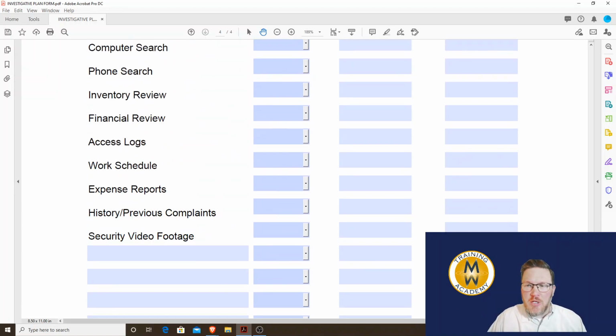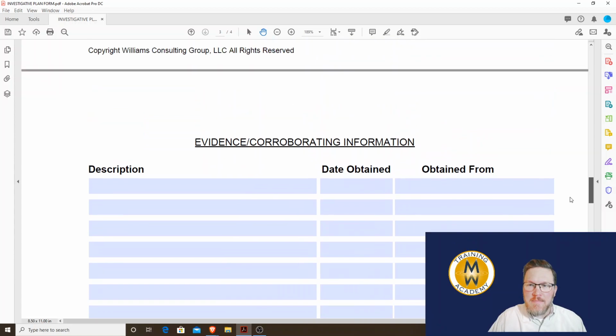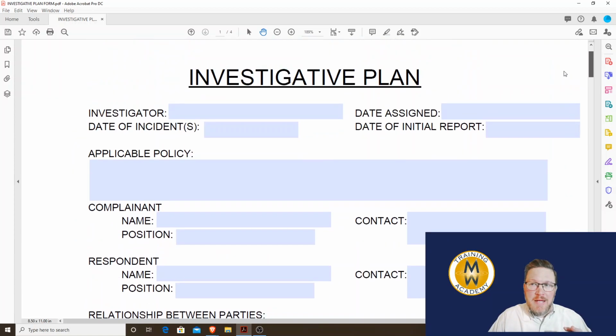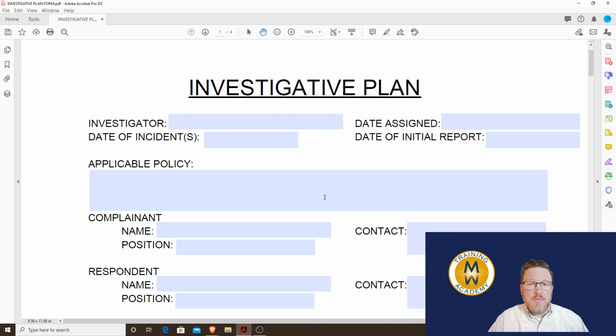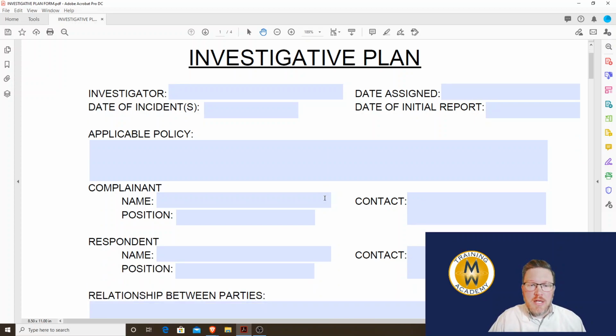All right, so that is a quick glance at the investigative plan. This plan is a living, breathing document. You can change, update. It should be updated all the time, especially your witness list, your evidence, your investigative steps. The first page is the one that really won't change, and it needs to be filled in well and completely, again, so that anyone who looks at the case file can see at a glance what that case entails. So that's our investigative plan.